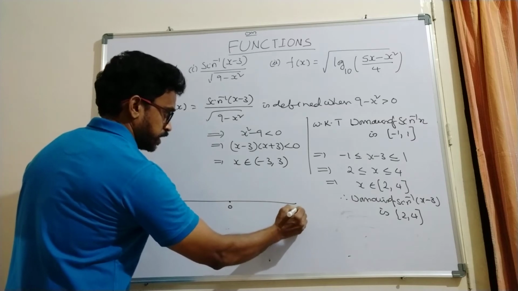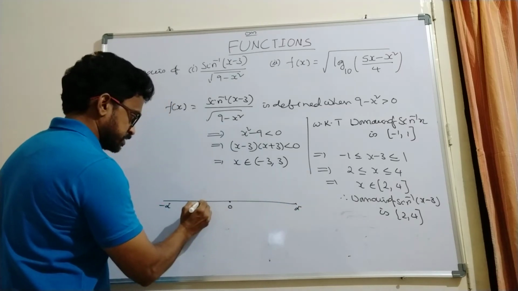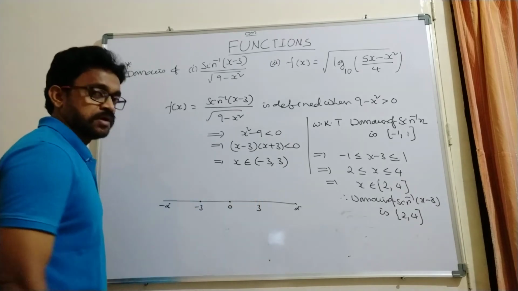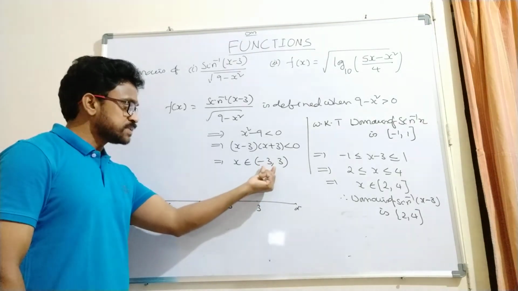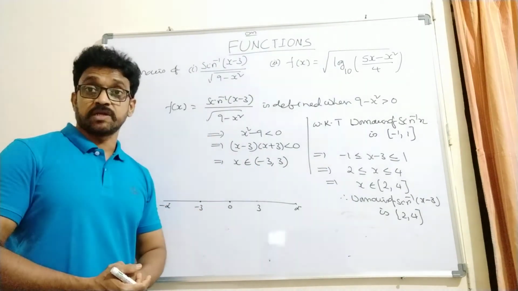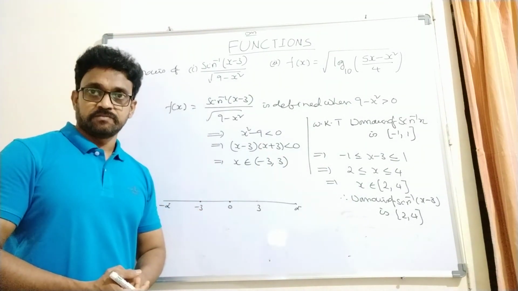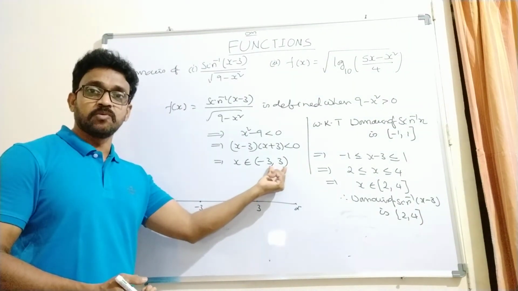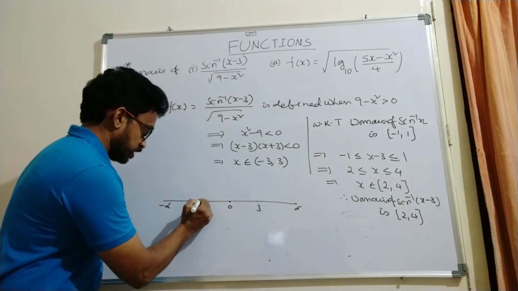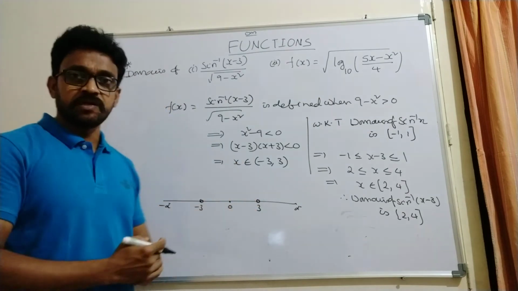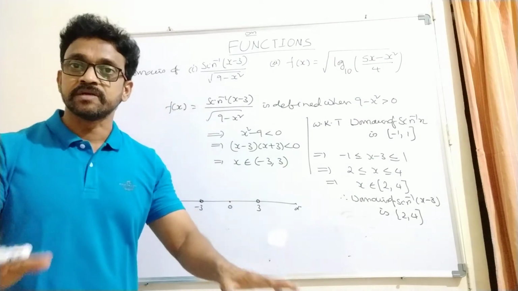Minus infinity to plus infinity. I will take the points here. Suppose this is minus 3 and this is 3, for example. Minus 3 and 3 are not included, because here x belongs to the open interval minus 3 comma 3. That's why you should take an open circle here. This indicates that minus 3 and 3 are not included.